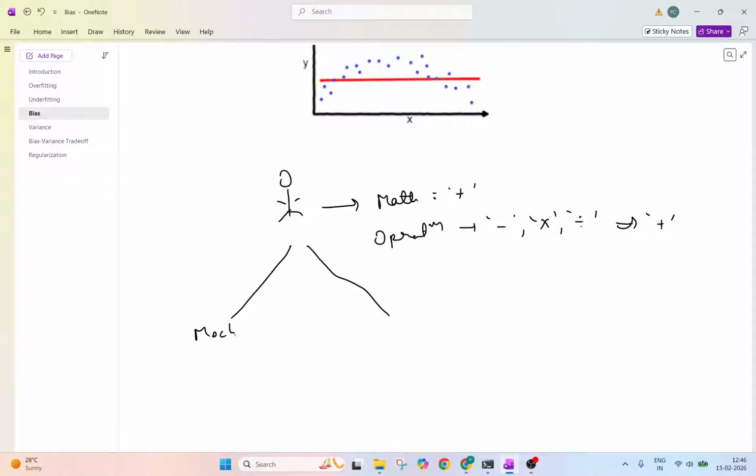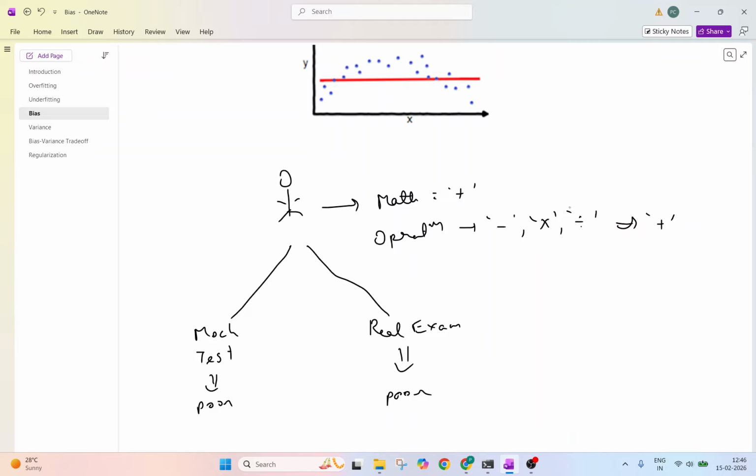In the mock test, you still get poor marks. And in the real exam, you still get poor marks, right? Why did this happen? Because your thought was too simple. You only thought math means addition, while it could be other things like subtraction, multiplication, division.